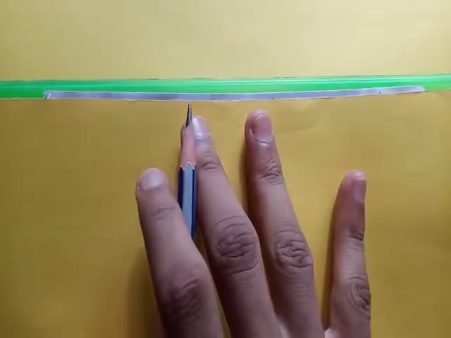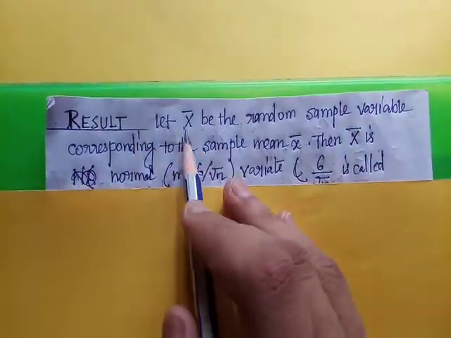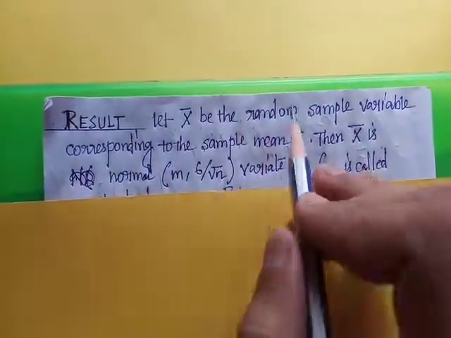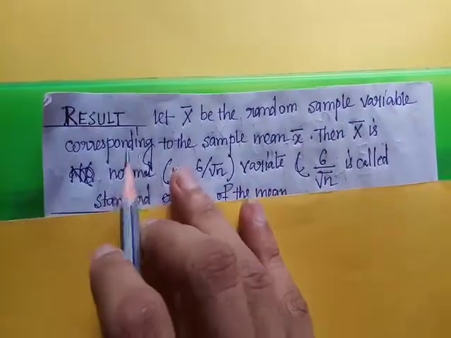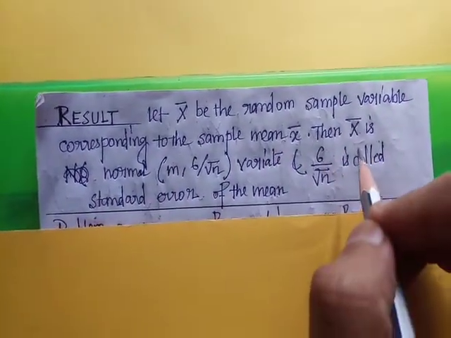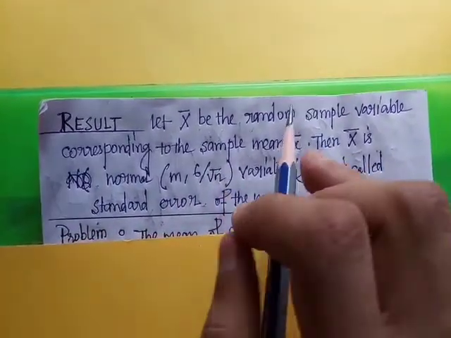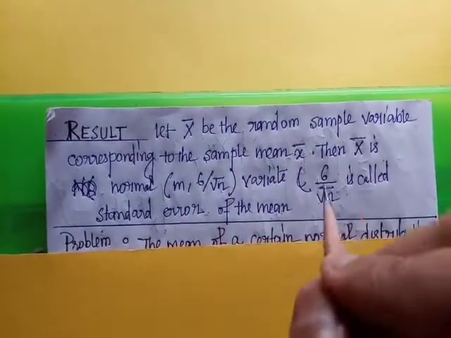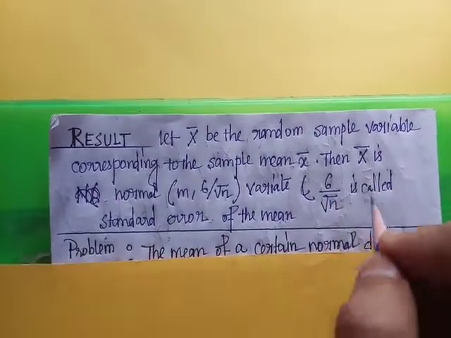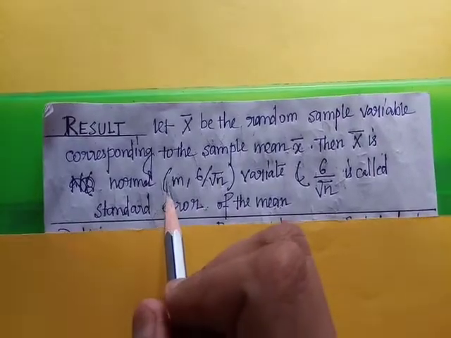Now we will discuss a result. Let X bar be the random sample variable corresponding to the sample mean small x bar. Then capital X bar is normal m comma sigma by root n variate, and this sigma by root n is called standard error.